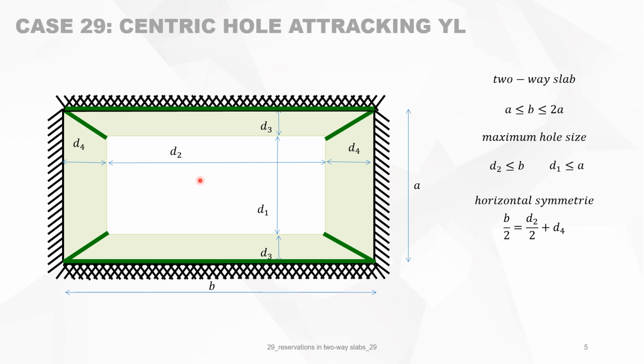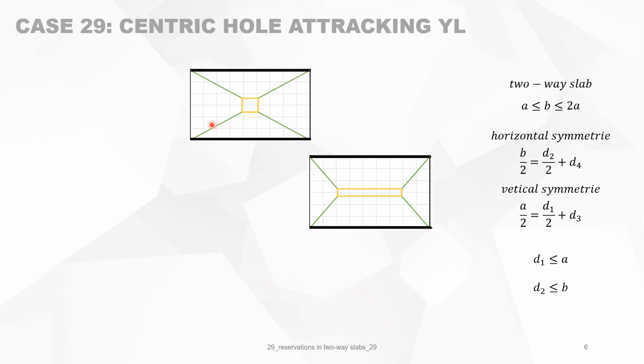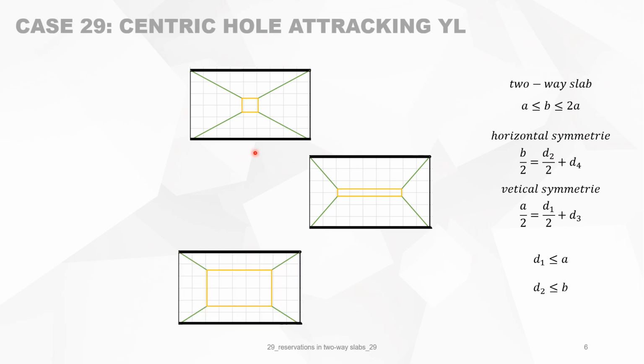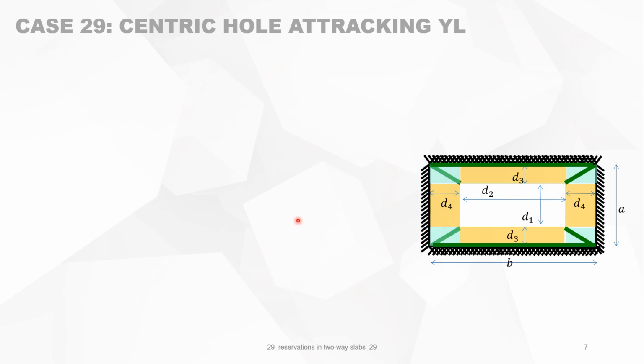The horizontal symmetry means, in fact, that D2 plus 2 times D4 must be equal to B, and D1 plus 2 times D3 must be equal to A. So those are the only conditions. And you can now have some examples of a square or a rectangular reservation, horizontal or vertical.